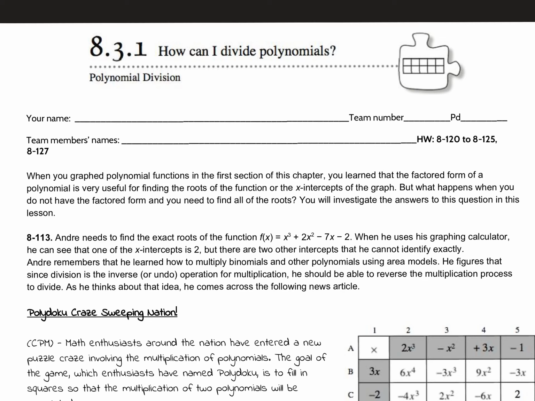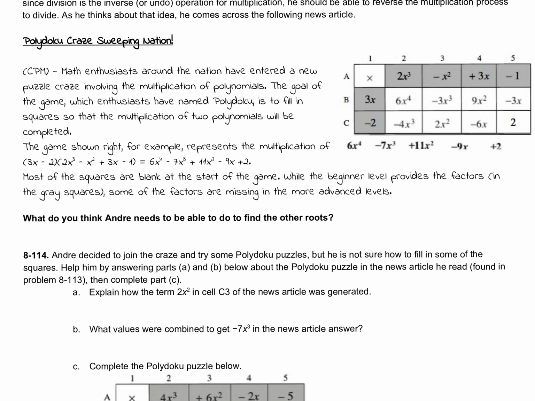So he remembers back to the area model that we use to multiply and to factor, and he thinks that he can use that to help maybe undo the multiplication that happened in order to get that standard form. So what we have here is this new puzzle called a polydoku, and it's a game. So in short, we'll read it here.